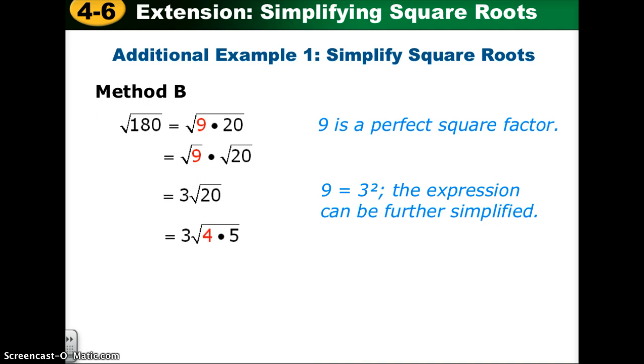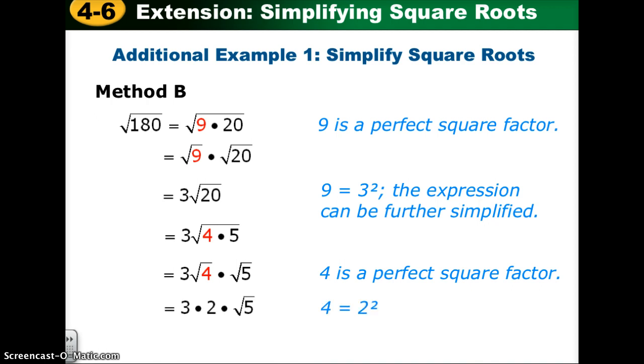We keep the 3 in front, and now we find the square root of 4 times 5. Separate those individually. We take 3 times the square root of 4 times the square root of 5. We know the square root of 4 is 2, so now we have 3 times 2 times the square root of 5. Multiply 3 times 2 to get 6 square roots of 5. That took a few additional steps because we didn't start with the greatest factor.